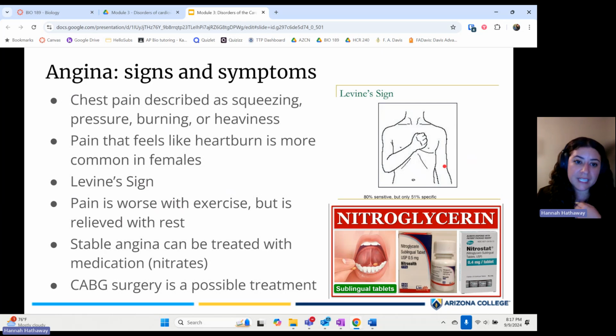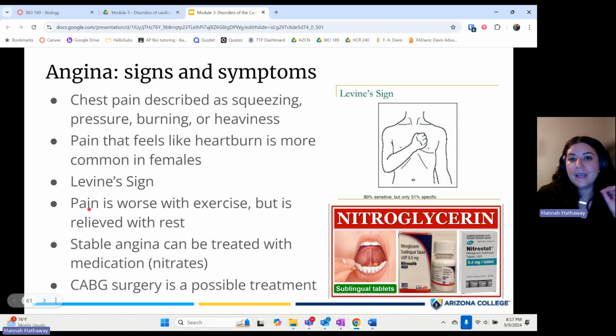In women, oftentimes they report that the pain feels more like heartburn and less like that squeezing pressure, because there are some sex differences between some of these different coronary diseases. These first three are going to be similar for angina and for myocardial infarction. These next two are specific to angina.